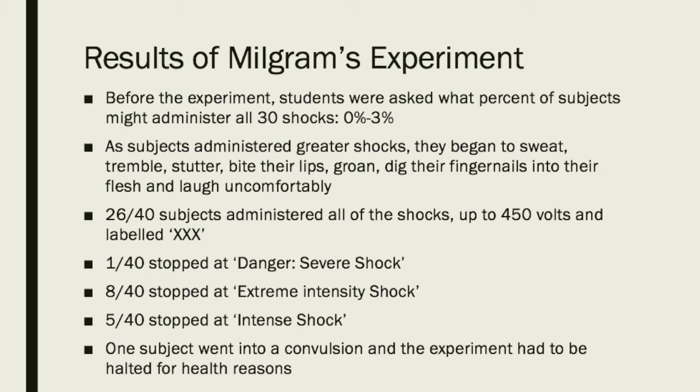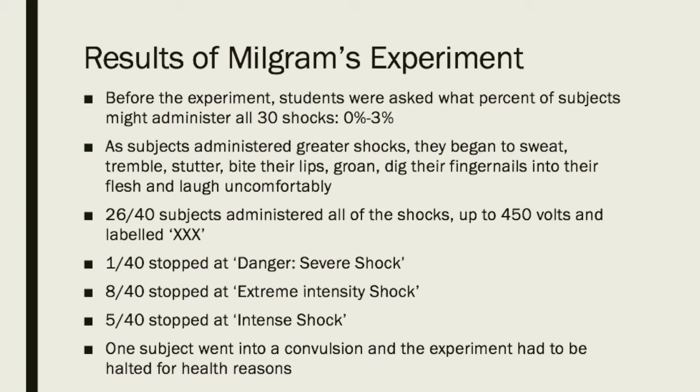These are perhaps the most shocking, excuse the pun, results of any psychology experiment in the history of the discipline. Now, before the experiment, psychology students were asked to guess what percent of subjects would administer all 30 levels of shocks. Various classes estimated that between 0%, that is no one, and 3% of subjects would go all the way to the highest shock. At the beginning of the experiment, the shocks were very minor and most subjects were able to administer them without any serious problems.